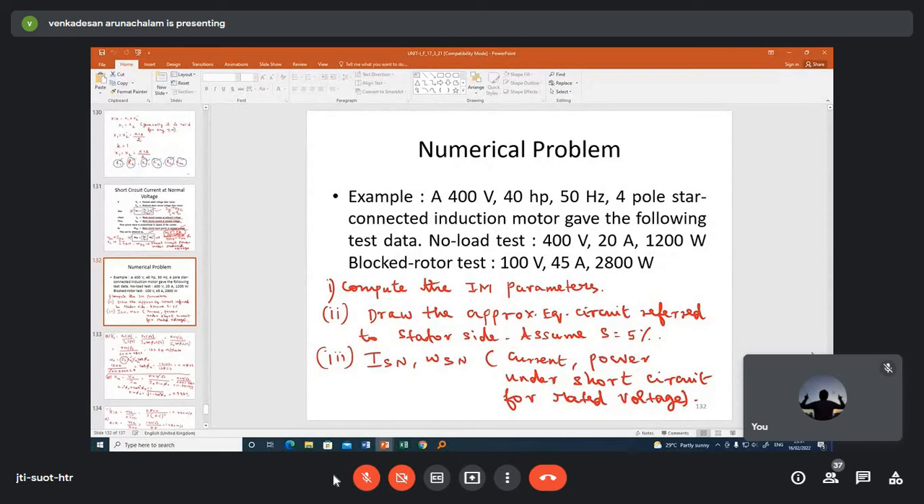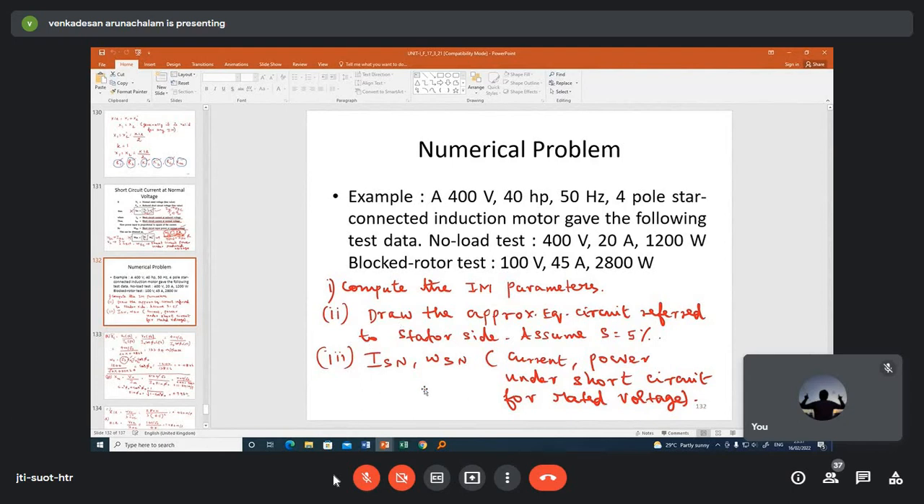I already told you that the no load test is usually conducted at rated voltage, and the no load current is coming around 20 ampere, and no load power is coming 1200 watts. Then coming to the blocked rotor test, 45 ampere is the short circuit current, that is the rated current. For that current, the voltage drawn by the motor is 100 volt, and short circuit power is 2800 watt.